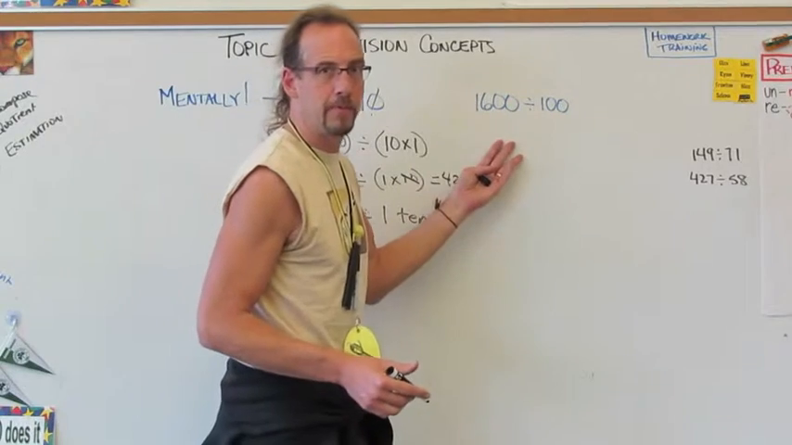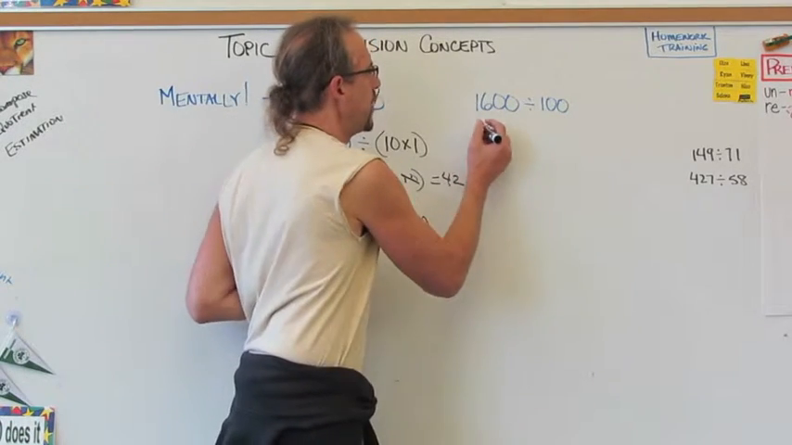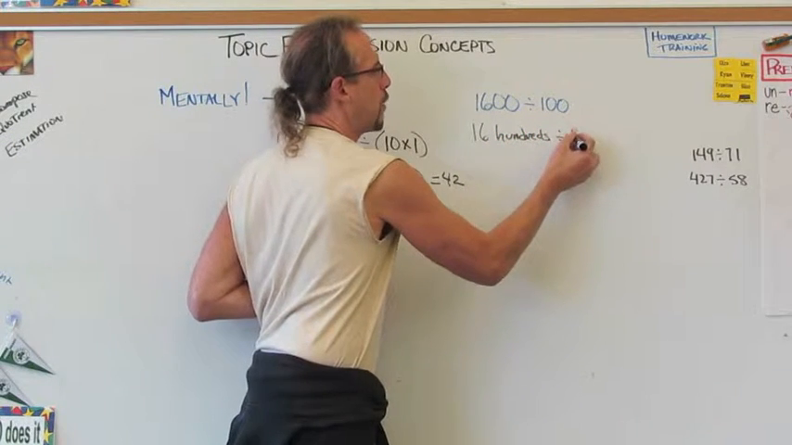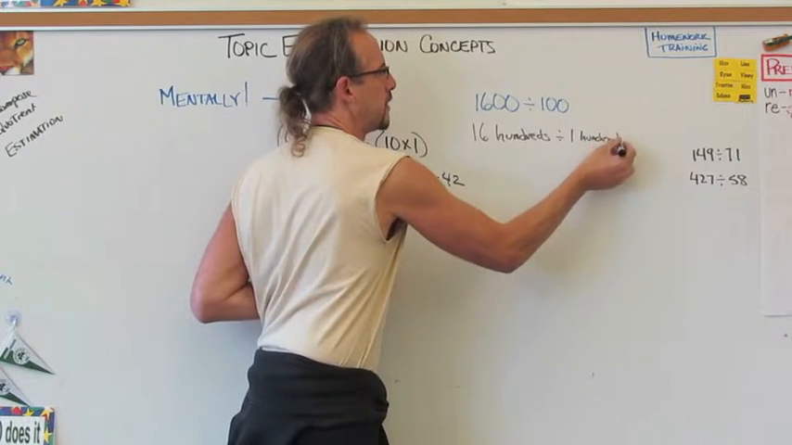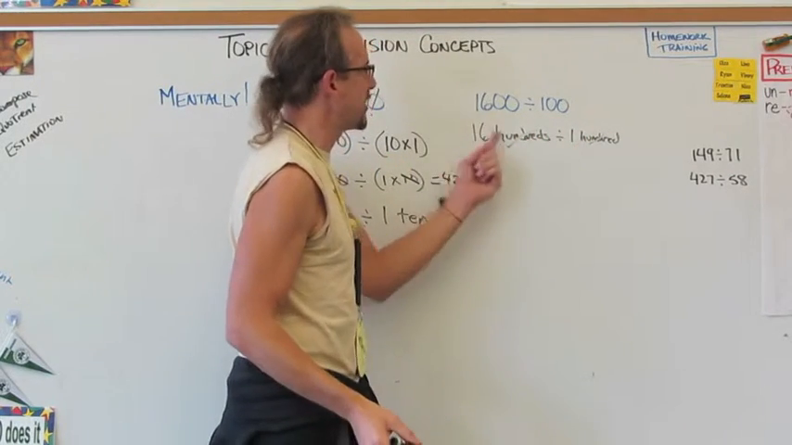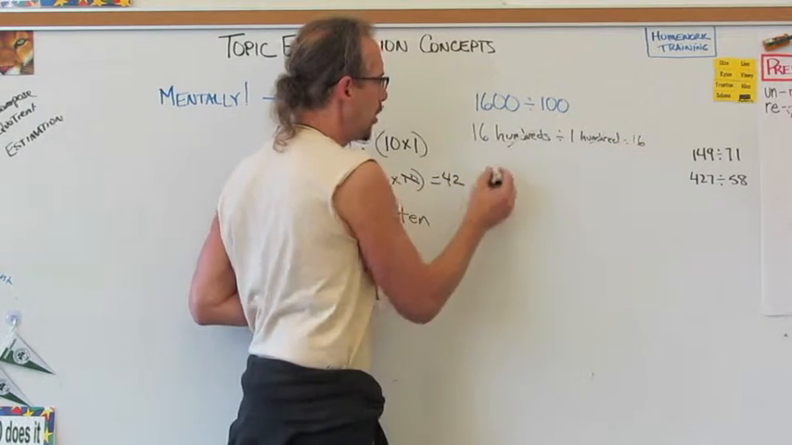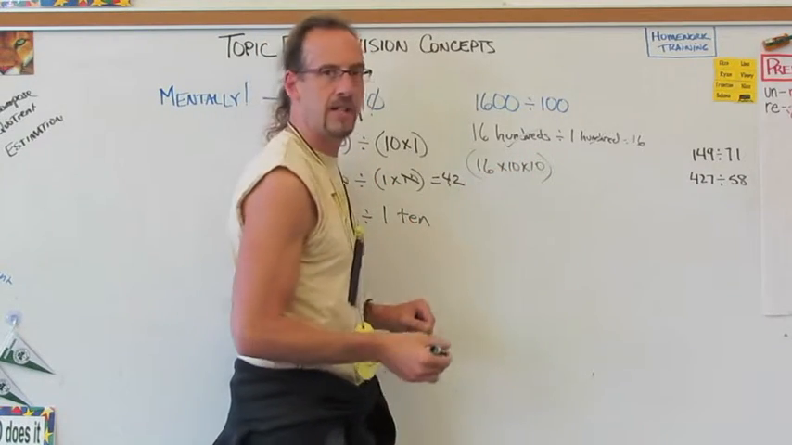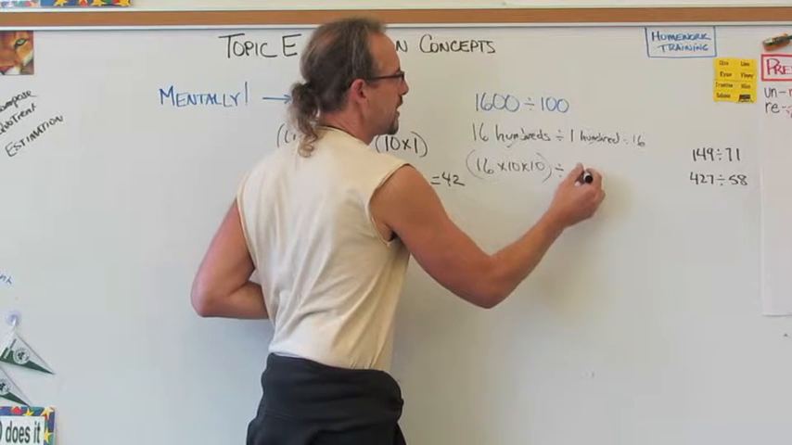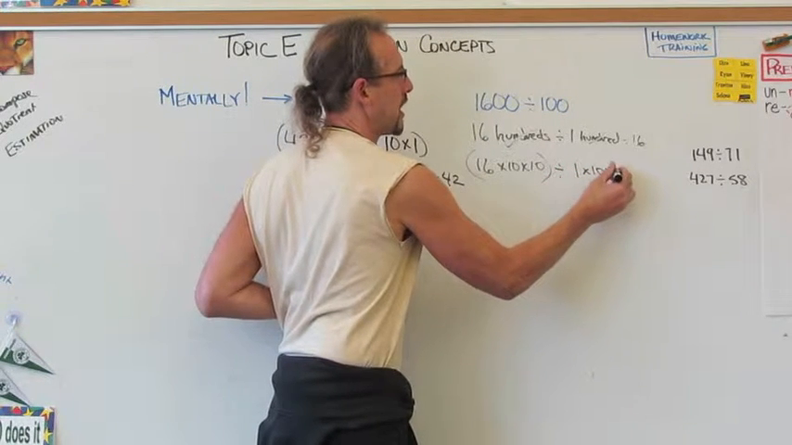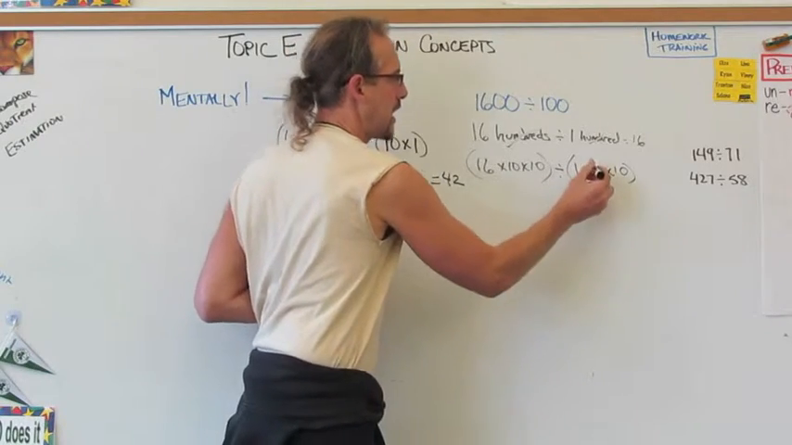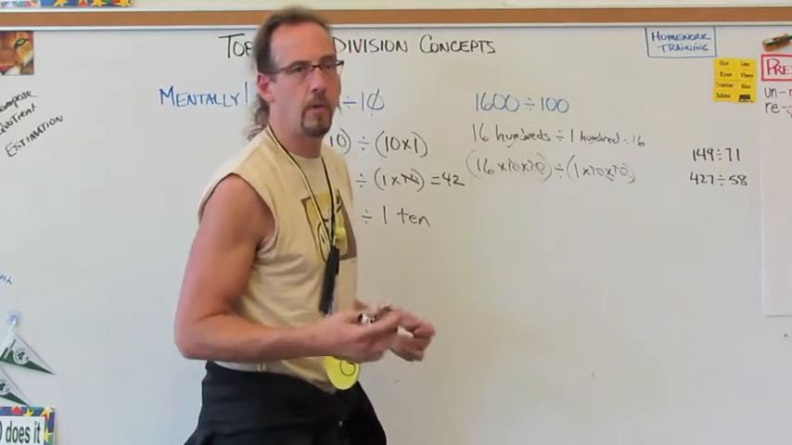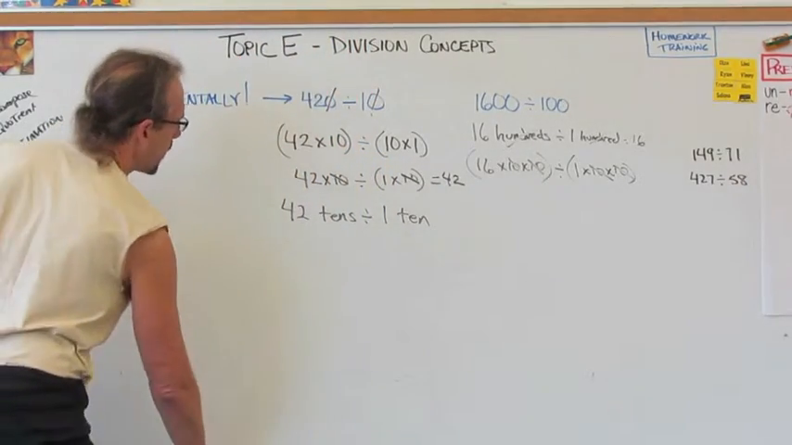So here's another example. We have 1600 divided by 100. We can think of that as 16 hundreds divided by 100. And of course the hundreds cancel out, and 16 divided by 1 would just be 16. Or we could think about it like this: 16 times 10 times 10 divided by 1 times 10 times 10. And then these cancel out, and we've got 16 divided by 1 again. Two different ways to get them to think mentally about those kinds of problems.